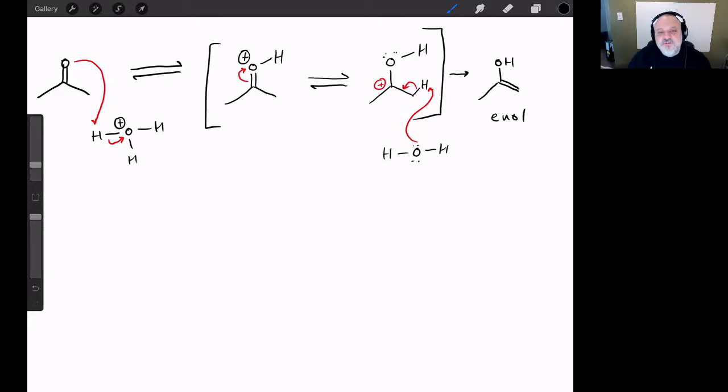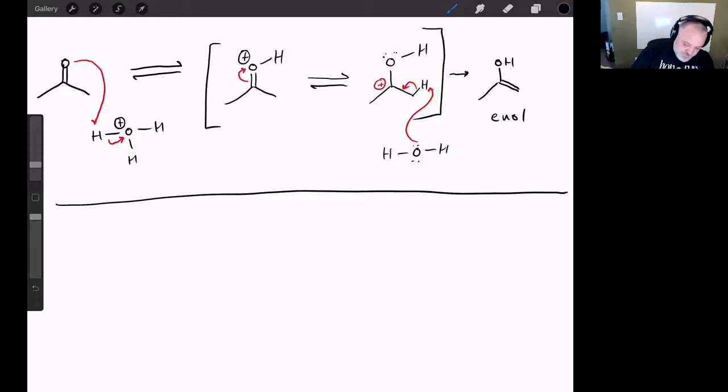Now, don't get confused between tautomers and resonance structures. Tautomers refer to constitutional isomers that are separated by the movement of a single proton. Resonance structures, again, are not constitutional isomers. They involve only the movements of electrons. All right, that's acid catalyzed.